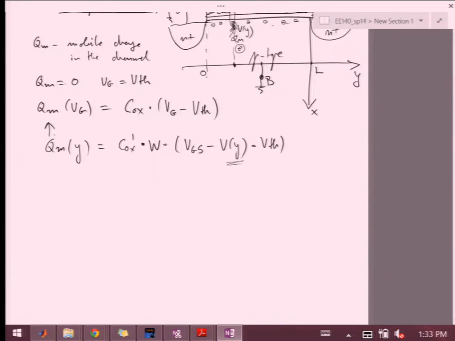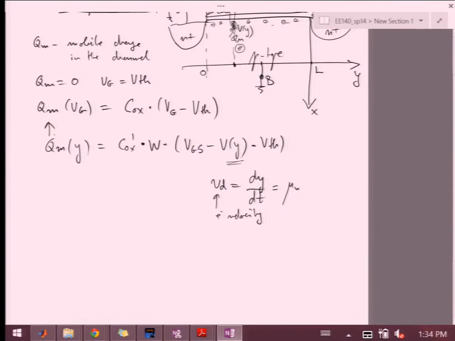So if I go and look at the mobility of the carriers, or the electrons that go through the channel, this will be sort of the speed or the velocity. This is the electron velocity. It will be dy over dt. That's just how much I get across the channel in a unit of time. And then that is actually defined as the mobility of electrons times the electric field at this point y.